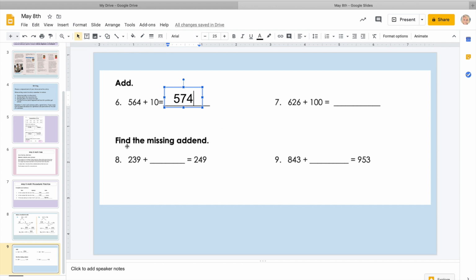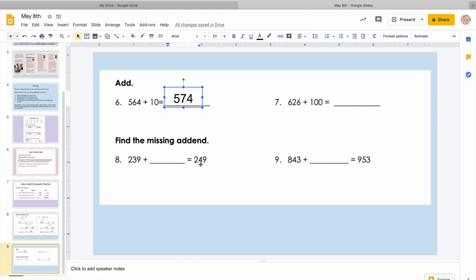We are going to do some practice now, finding that missing add-in. So we have 239 plus a mystery number equals 249. So let's go place value by place value to see which column might be increased. We have a 2 in the hundreds, and we have a 2 in the hundreds over there. So we know that we are not adding a 100. There's going to be a value of 0 in that hundreds column. And now if you look at the tens column, we have a 3 and we have a 4. Oh, that did increase. So we're looking at the tens column.